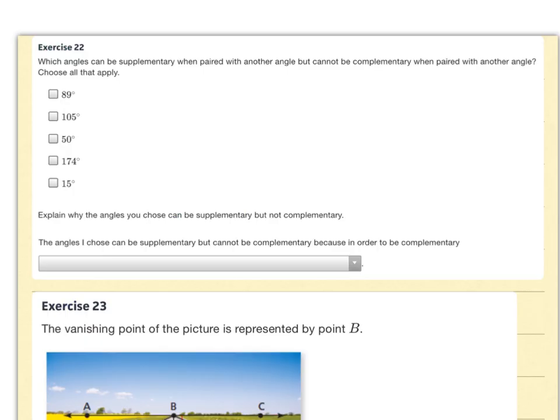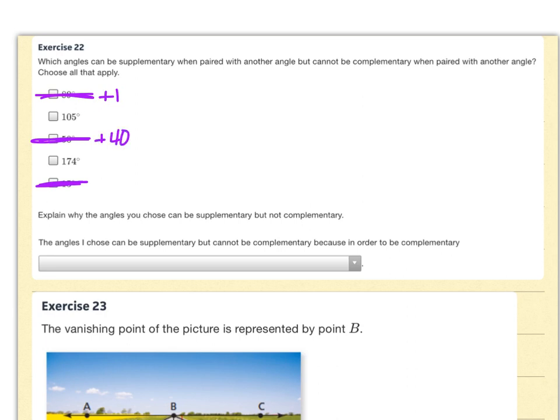All right, number 22 on the homework says, which angles can be supplementary when paired with another angle, but could not be complementary when paired with another angle? So I'm looking for angles that could add up to 180, but couldn't add up to 90 if you pair it with another angle. And so in order for this to be true, you know, like 89 could add up to be 90, 15 and 50 could both add up to be 90. In order for this to be true, I have to eliminate the angles that are smaller than 90 degrees. Because if I add 1, I could make that complementary with another angle. If I add 40, I can make it complementary.